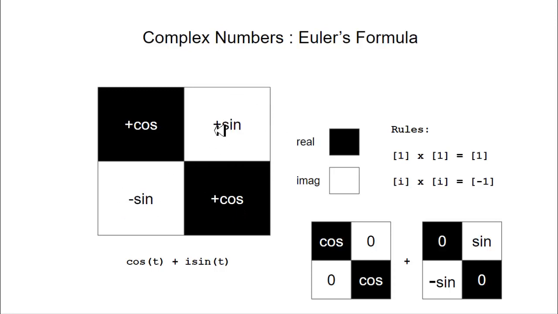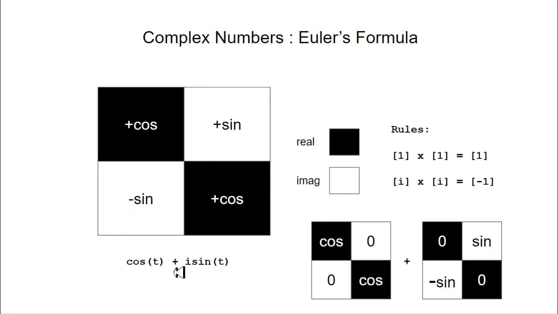Of course, the complex conjugate of this would be if I put a negative here and a positive there. This is called a rotation matrix. This is a transformation matrix.